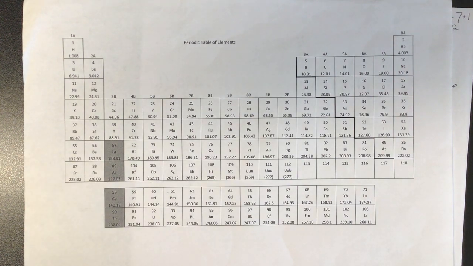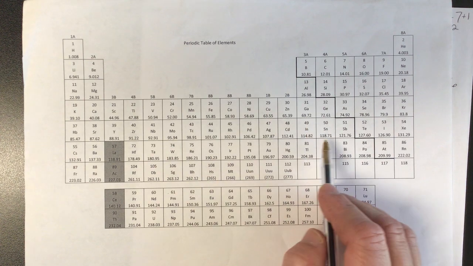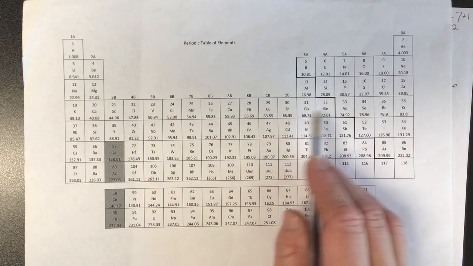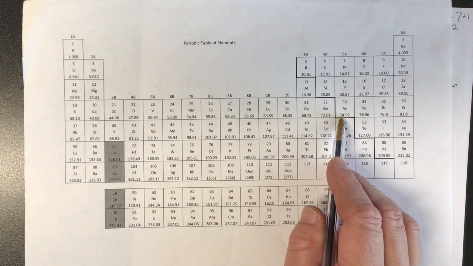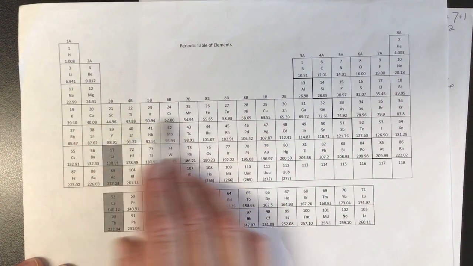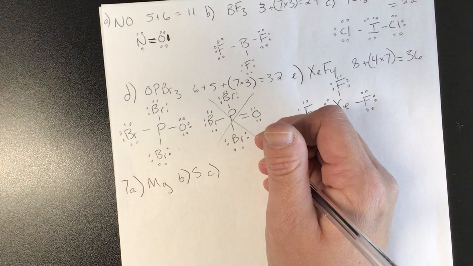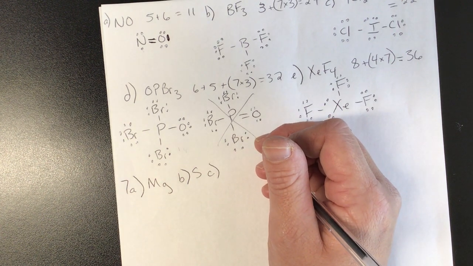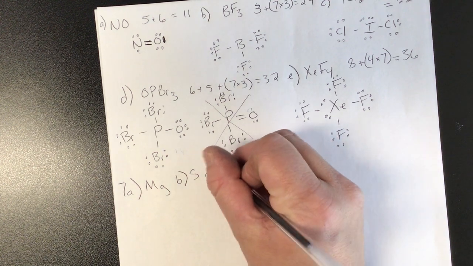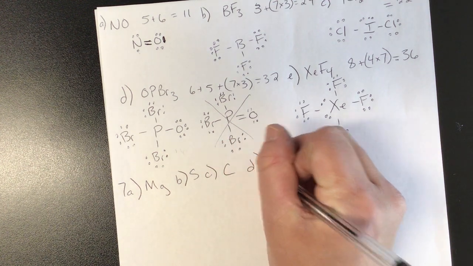Okay, E, we have zinc, germanium, gallium, and arsenic. So it'd be arsenic, right? Because it increases going across the period. Okay, so C was carbon. And then D was arsenic.